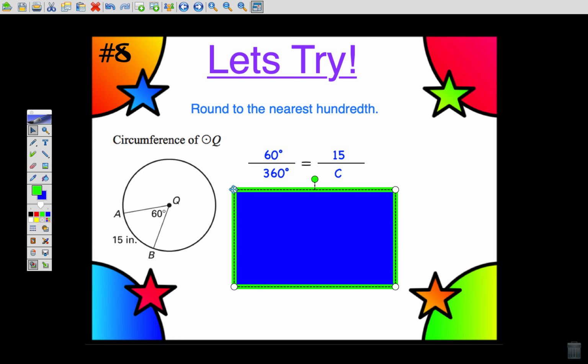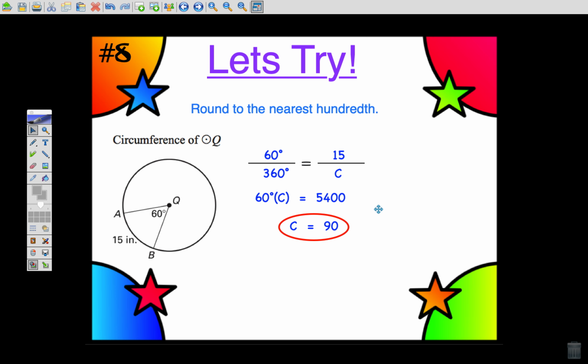So this time your proportion would look like that, where your variable is down here. Now the reason I just put a capital C is because all we want is the circumference. There's no reason to put the formula. Just stop right there and do the simple algebra, and there you go. The circumference of that one is 90.